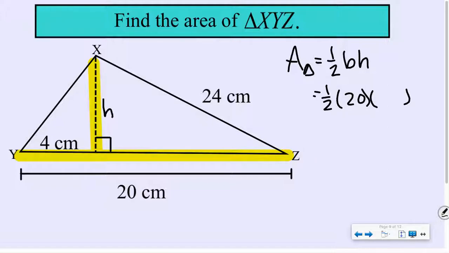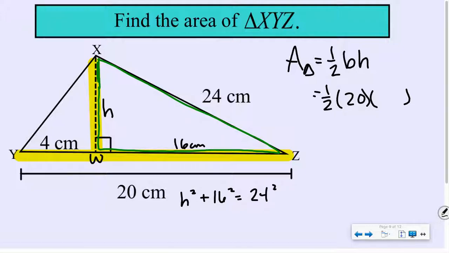We don't have the length of our altitude or height. We have to find it. What can I use to find my height? Good, Brooke. I have to use the Pythagorean theorem. If I call this point where the altitude drops down W, YW is 4 centimeters. YZ is 20 centimeters, so how long is WZ? 16 centimeters. And then I have this right triangle here. So using the Pythagorean theorem, because I know no angle measures, a leg squared, h squared, plus a leg squared, 16 squared, has to equal the hypotenuse squared.